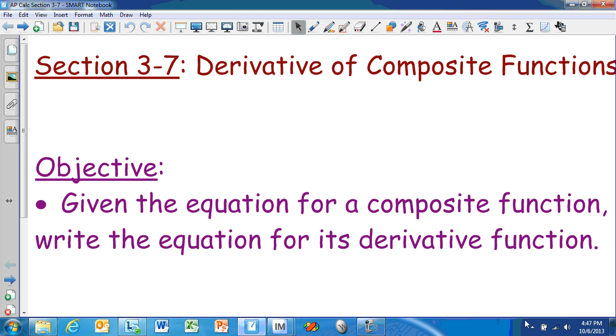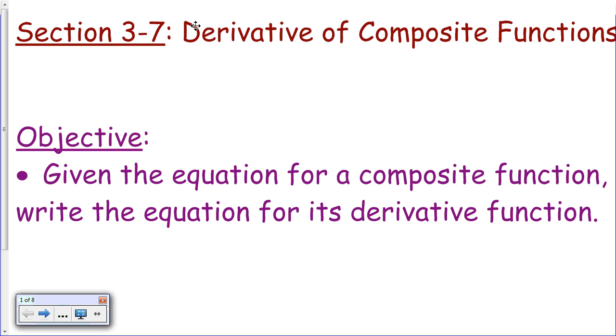Section 3-7 is on the derivative of composite functions. The objective of this section is, given the equation for a composite function, write the equation for its derivative function. If you recall, in section 3-4, you've learned some techniques for finding derivative functions.